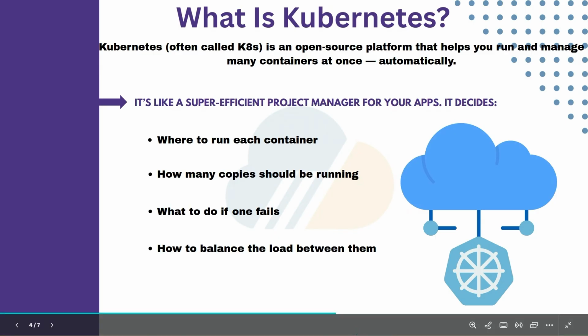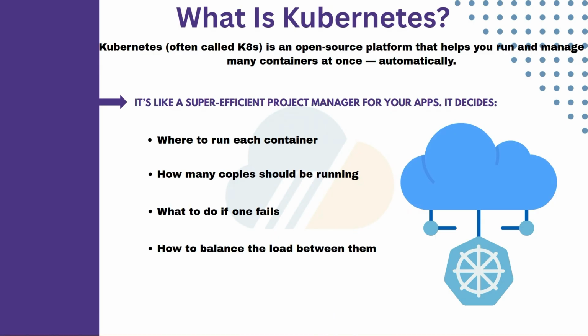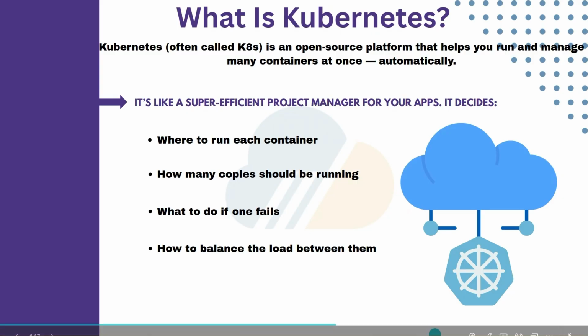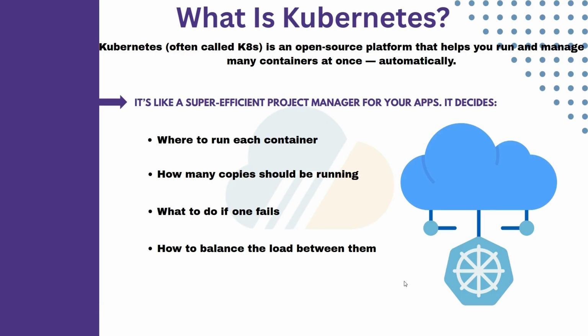So, what was the problem before Kubernetes? Before Kubernetes, managing containers was a manual job. People had to start, stop, and monitor containers by themselves. As our app grows bigger, this becomes slow and full of errors. So, how did we solve those problems? Simple. We started using Kubernetes.